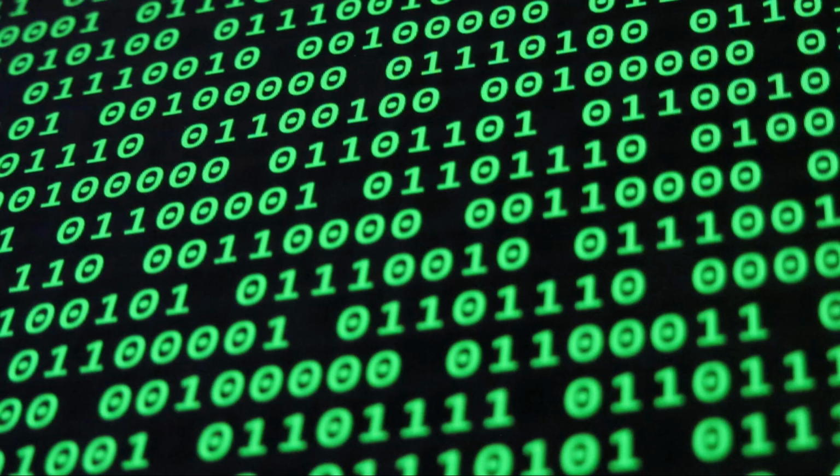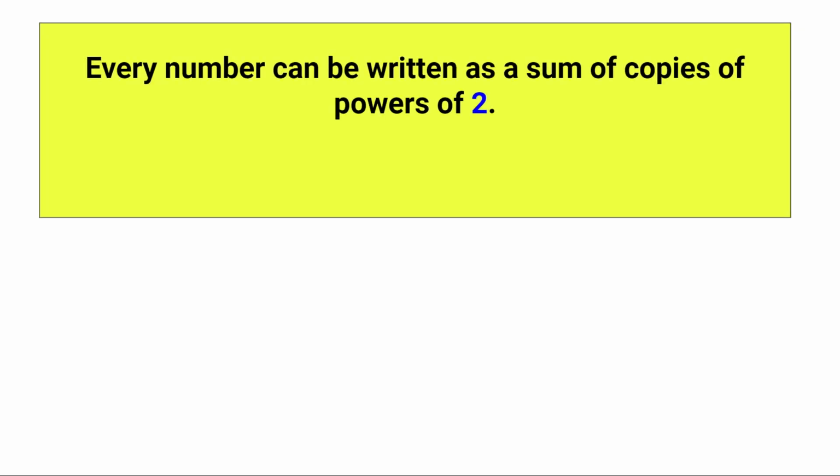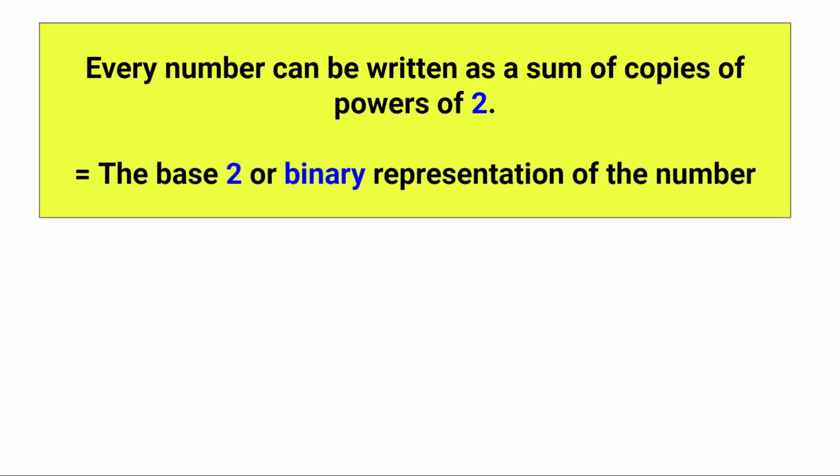Any information processed by a computer is in binary, including numbers. So how is this done when you only have 2 digits? Just like we can write every number as a sum of copies of powers of 10, it turns out we can write any number as a sum of copies of powers of 2. When we do this, we create what's called the base 2 or binary representation of that number.